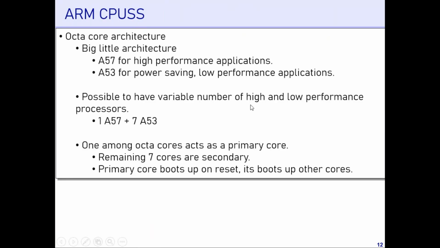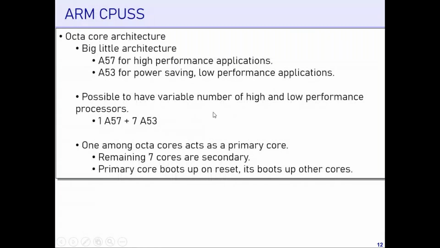We discussed this. As I said, one among the octa-core acts as a primary core. The remaining 7 cores are secondary. So the primary core boots up on reset. Other cores will boot up by programming their corresponding registers, where we may set their corresponding reset handler location and all those things. So this was a brief overview of the ARM CPU subsystem.